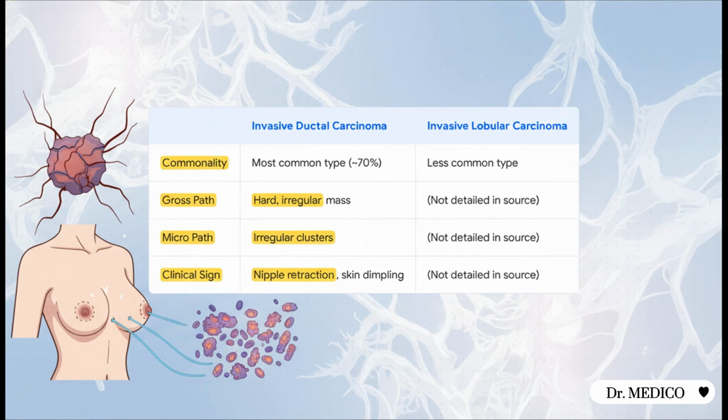Now compare that to invasive lobular carcinoma. Histologically, it's totally different. The cells lack E-cadherin, so they don't form clusters. Instead, they invade in these single-file strands, what we call an Indian file pattern. Clinically, this means it often doesn't form a hard, distinct lump, making it much harder to detect on both a physical exam and on mammograms.